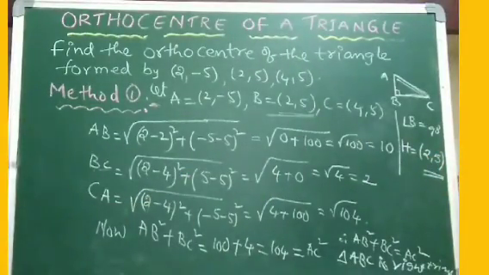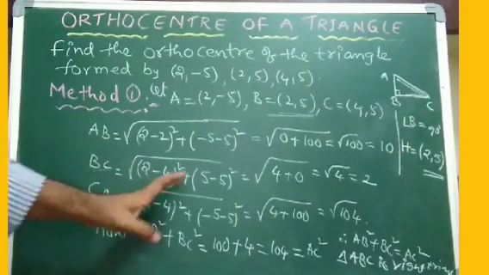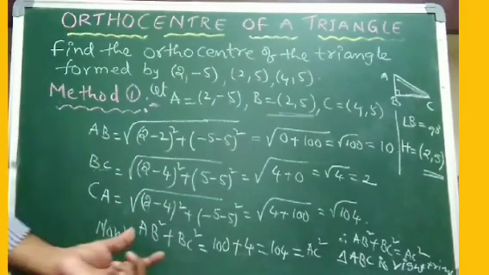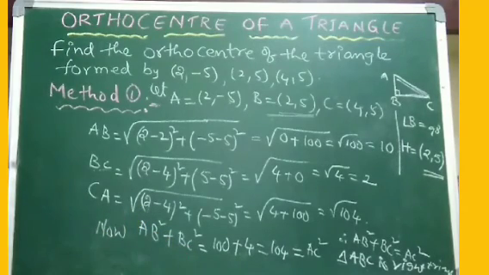Do you understand? My intention is to prove that it is a right angle triangle, so we need to verify the Pythagoras theorem. Pythagoras theorem: the square of the hypotenuse is equal to the sum of the squares of the other two sides.